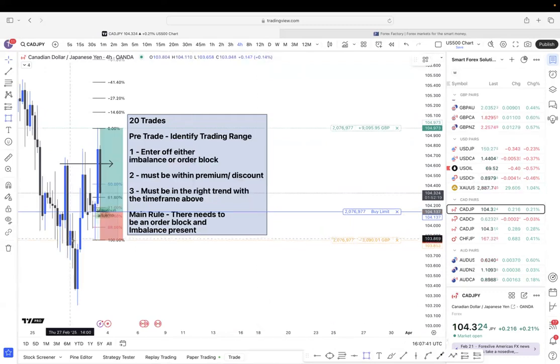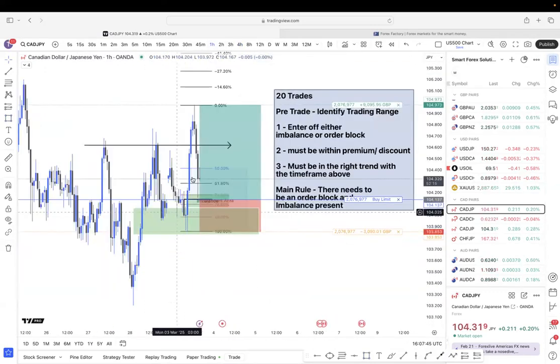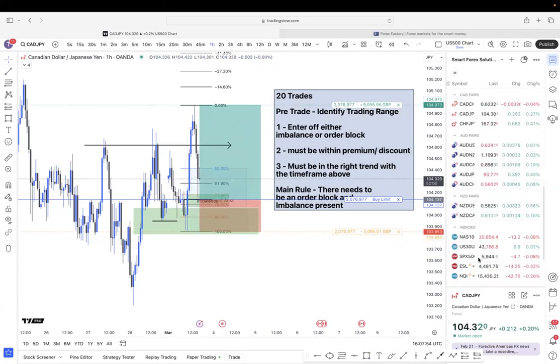We've also reacted inside this area of inefficiency. And from that reaction, we have had a nice break to the upside. We've had a liquidity sweep. We've had a really nice trading range. That is a decent looking setup. The same with the NASDAQ.